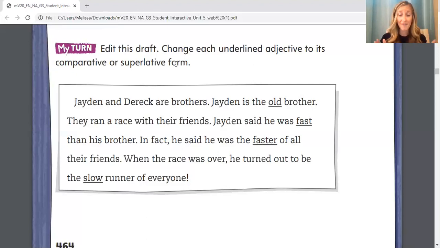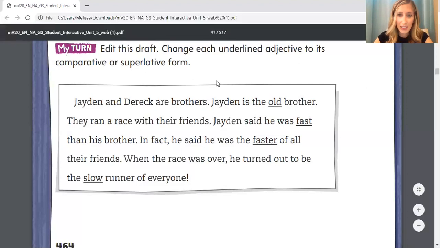Okay, I know some of you are laughing because you do every time we do this in class, because these examples are pretty simple. They don't sound right. Each of the underlined words, old, fast, faster, and slow, need to be changed to either be comparative, comparing 2 things with er, or superlative, comparing 3 things with est. Notice that faster is one of our underlined words, so that's already a comparative adjective. You need to turn it into a superlative adjective.